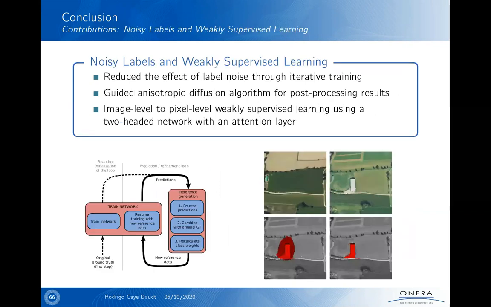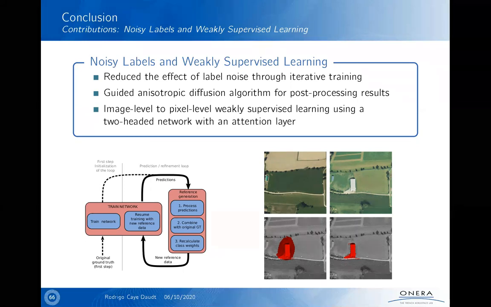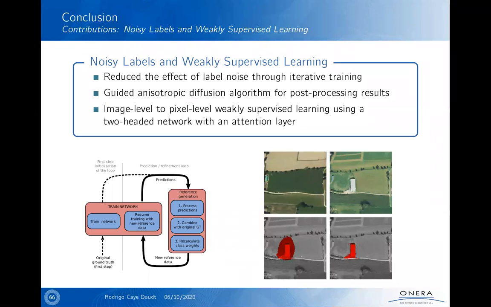Then we looked a little bit into label problems. So we looked at noisy labels and how to mitigate the effect of this bias and the particularities of how the annotations were generated. We proposed the guided anisotropic diffusion to better transfer edge details from a guide image or many guide images to the predictions, the semantic segmentations.